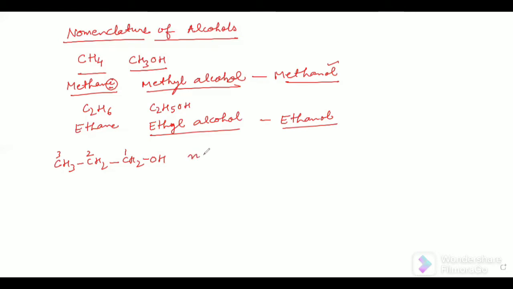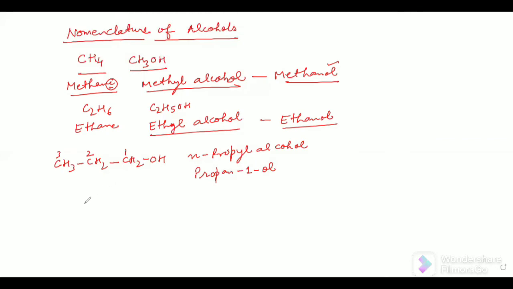So the common name will be N-propyl alcohol. Now why is it N? It's normal, straight chain, so it will be denoted by N. So N-propyl alcohol, and the IUPAC name will be propane. Now here we have to use the number 1 also, propan-1-ol, because the functional group is on the first carbon.